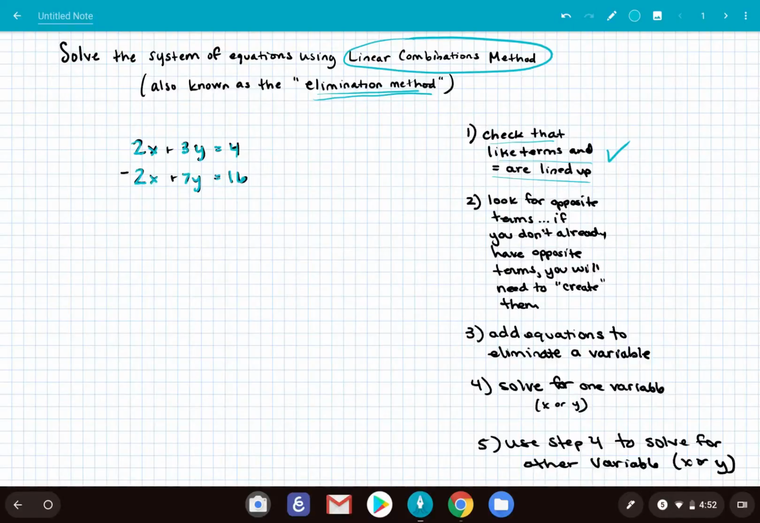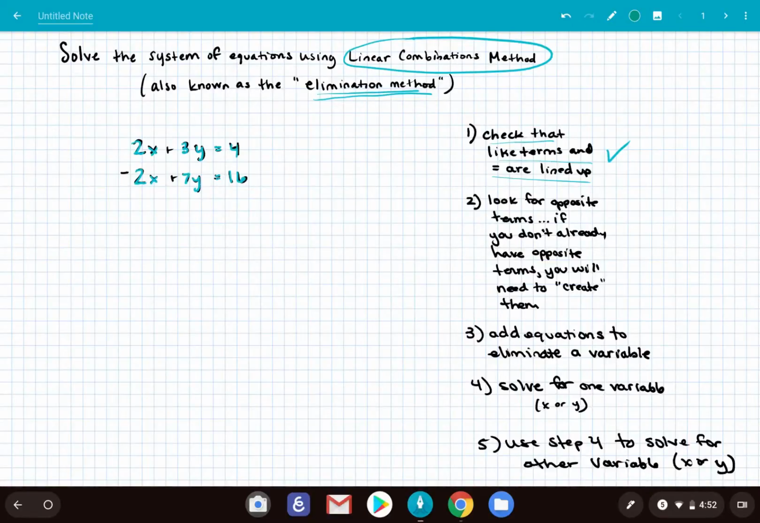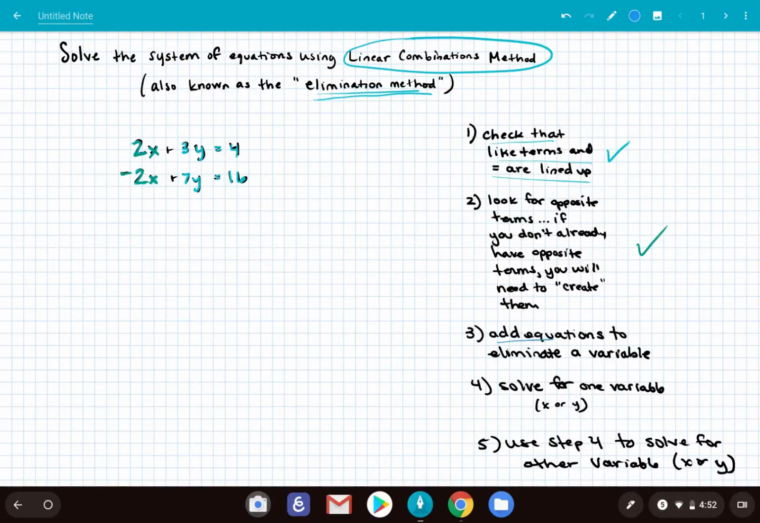So that's good. So now what we have to do is check to see if there's any opposite terms in the equations. If we don't have opposite terms, we have to create them. So let's look. I have a 2x and a negative 2x. Those are opposite terms. So that's good. I have opposite terms. My third step would be to add the equations.